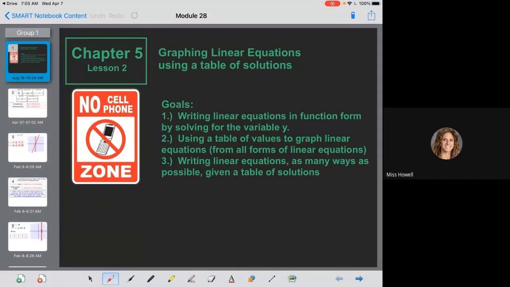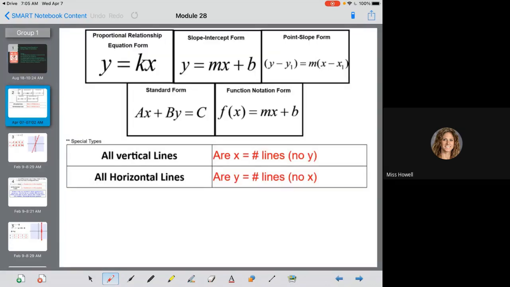Our goal for today is to continue working with our linear equations and forming a picture version of the graph of all the solutions. At this point, we should fully understand that there are many different forms or ways that a linear relationship can be presented: proportional relationship form, slope-intercept form, point-slope form, standard form, function notation form, and then we have these special case lines that only have a variable x or only have a variable y.